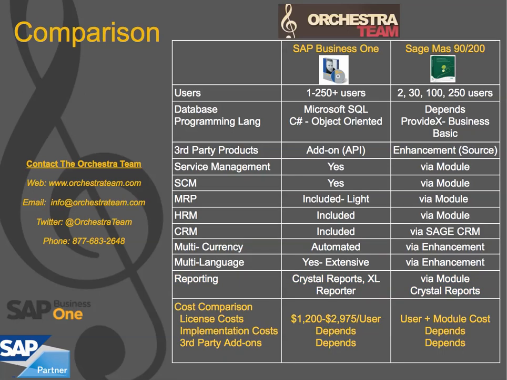When talking about cost, SAP Business One is a per user fee. A professional license costs about $3,000, and then you can have limited users for a discounted price. Sage Mass 90 uses a per user plus module cost. Although the per users are cheaper, there is a module cost to give you functionality for particular areas of the ERP system. Implementation costs can be cheaper for Mass 90/200.